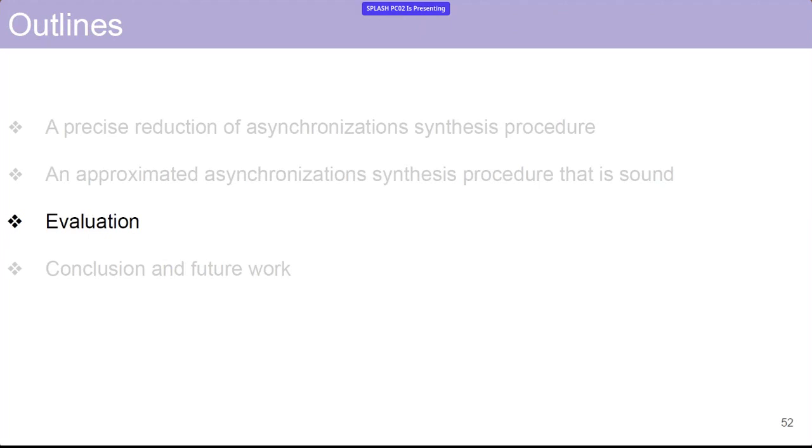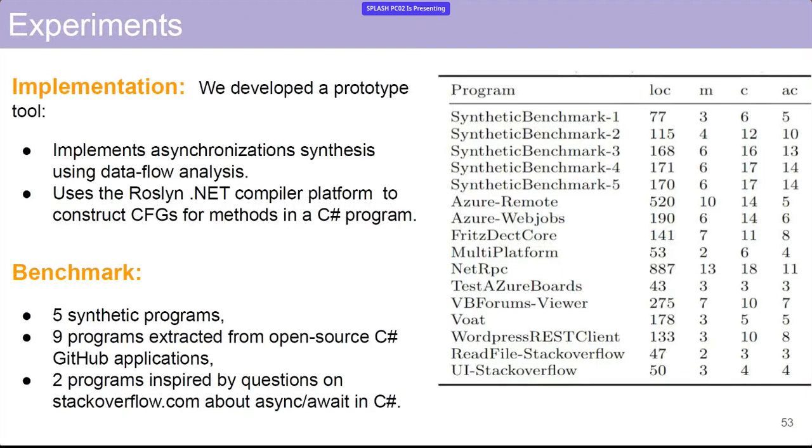Now we move to an evaluation where we implemented this data flow analysis in a prototype tool. We used the Roslyn .NET compiler to construct a control flow graph for each method in a C# program. Our benchmark set consists of 5 synthetic benchmarks that we manually built, 9 programs extracted from OpenSUSE C# GitHub applications, and 2 programs extracted from questions on Stack Overflow about async await. Here we have the lines of code, the number of methods in each program, the number of calls, and the number of asynchronous calls.